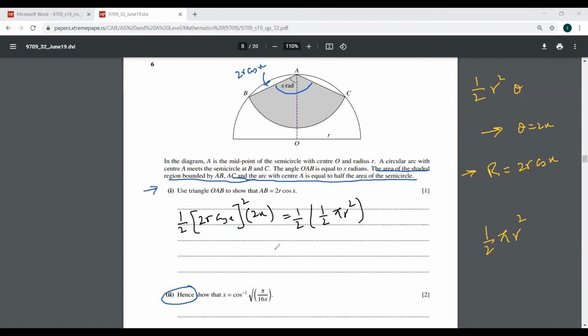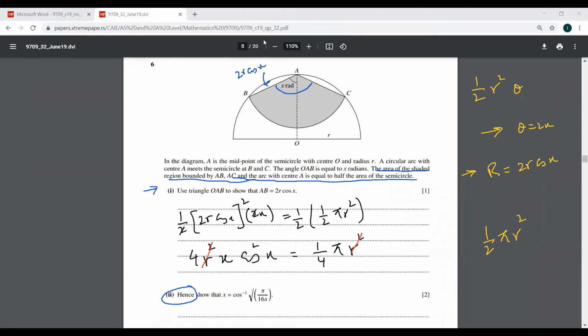Okay. If you simplify this, you can see that we can cancel out. Let me just do one more step. So this is clear to you. This is going to be half into this. Half is cancelled like this. So you have 4r square, and then there is an x over here, and then you have cos square x. That is 1 over 4 pi r square. Okay, so we can cancel out the r square with the r square.